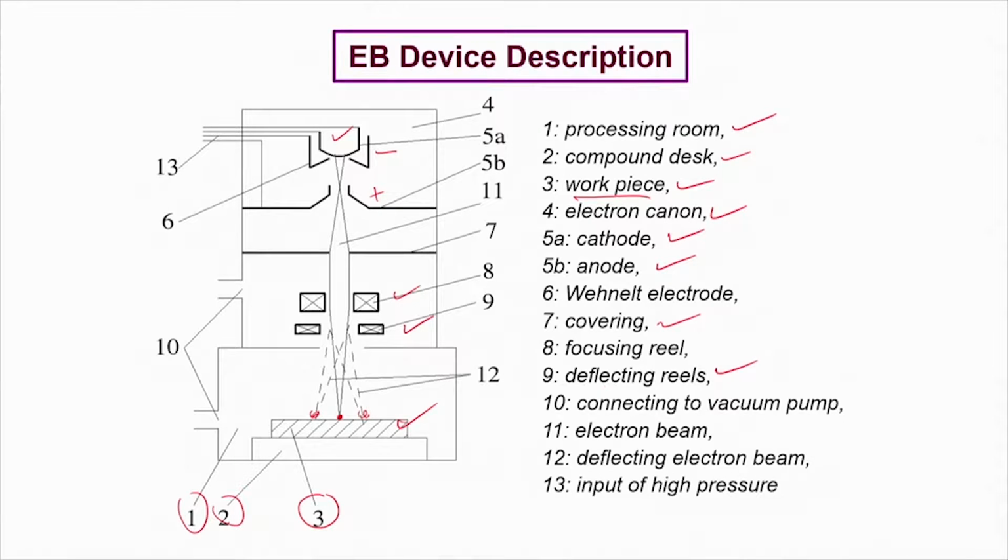Then you need to evacuate and maintain very high vacuum. So this is how you maintain very high vacuum, and this is how the beam interacts and converts the kinetic energy of the electrons into the lattice heat of the solid substrate.